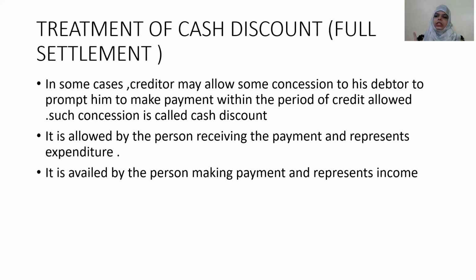So trade discount is allowed on a specific bulk quantity. It can be on both cash or credit. But cash discount is when the creditor gives a concession to the debtor to make the payment within a period of time, so that he can get his full and final payment in that period of time.